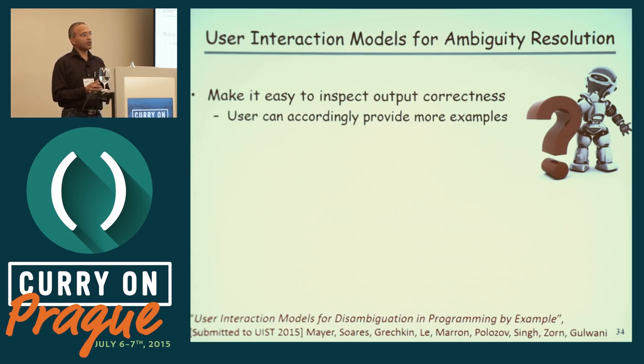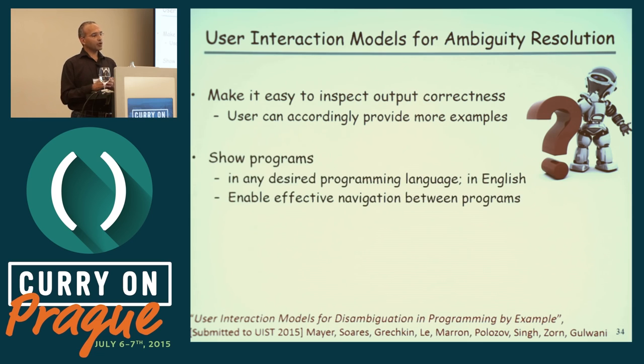So we have invested into building some good user interaction models for resolving the ambiguity that the user has in their specification. One is that, of course, we make it easy for the user to inspect the output of the tool so that they can provide more examples. But even more interestingly, we actually show programs that have been synthesized to the user. And we convert these programs into English, because these people probably do not know programming. We let people select between different programs that we have synthesized.